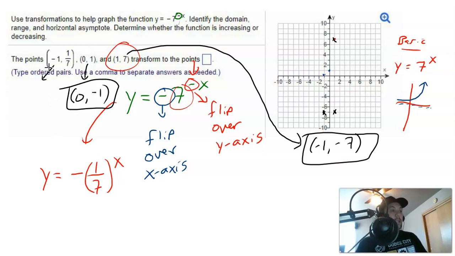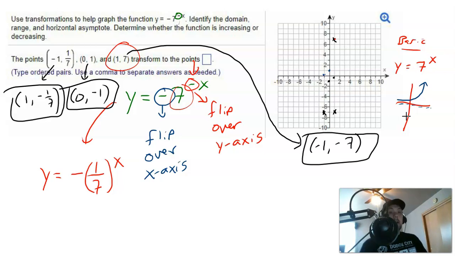This one, same thing, change the sign of the x coordinate so it becomes +1. Change the sign of the y coordinate so it becomes -1/7. And so those are the 3 points that you want to type into this box. So let's go ahead and plot these other 2 points. We have 0, -1, and we have 1, -7. 1, -1/7, which is going to be really, really close to 0.